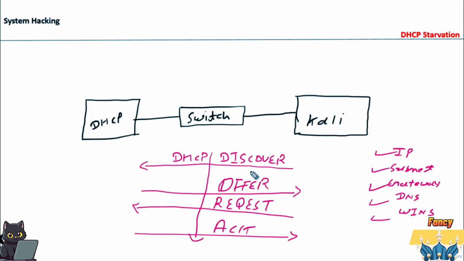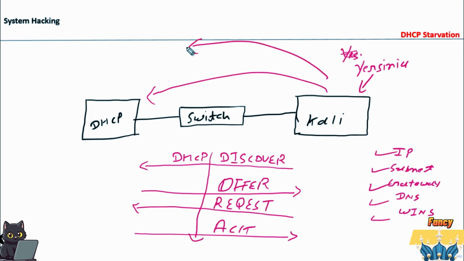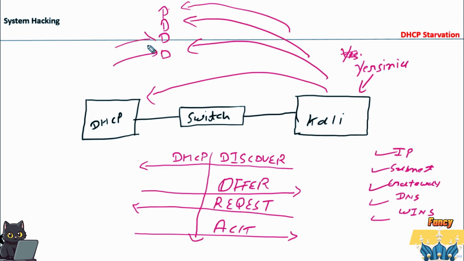So in this video, I will use the Yersinia tool in a Kali box to attack the DHCP server. This tool will send lots of discover messages to the DHCP server. And this DHCP server provides IP configuration to every discover request.